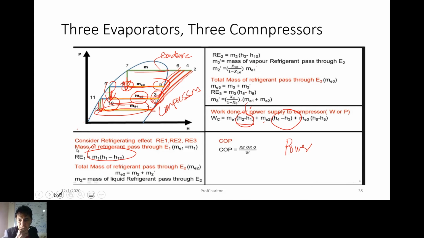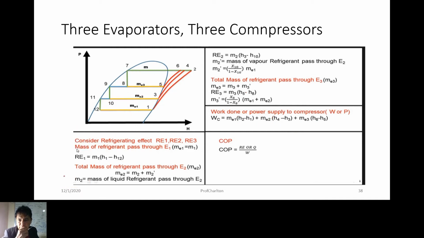So, erase natin ito. Dito na tayo. Evaporator 2 is H4. Ito yun. So, compressor 2 pala. Compressor 2 is H4 minus H3. Then, compressor 3 is H6 minus H5. So, ito yun. H6 minus H5, no? So, pag nakuha mo na lahat ng work of compression, then kunin mo yung refrigerating effect ng 1, ng 2, tsaka ng 3.